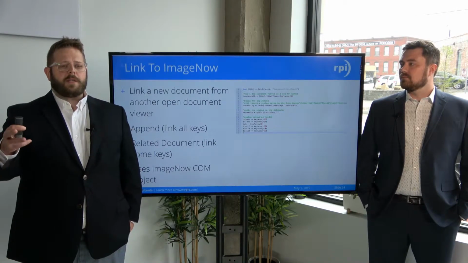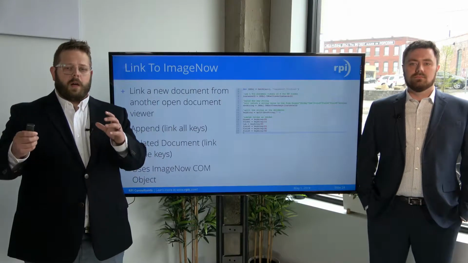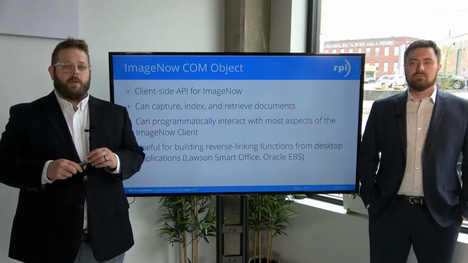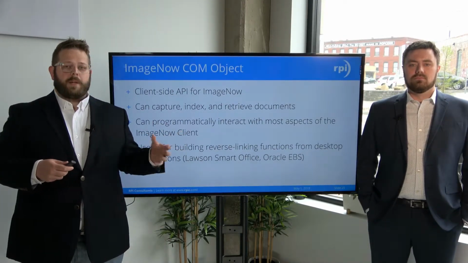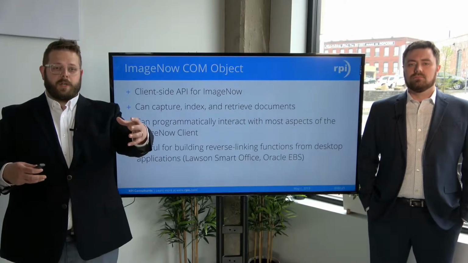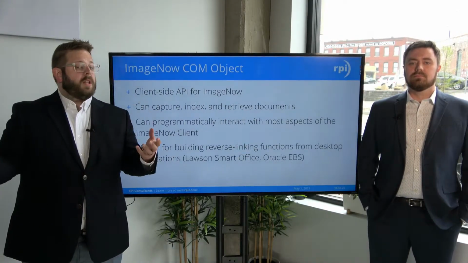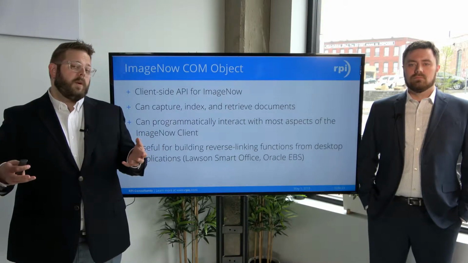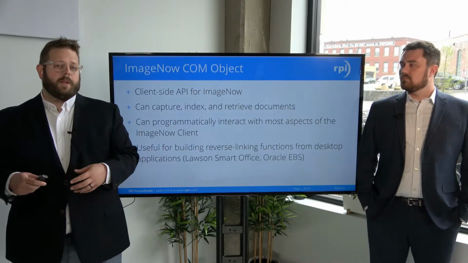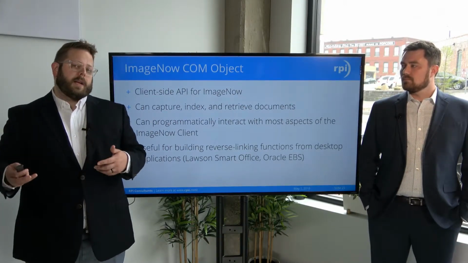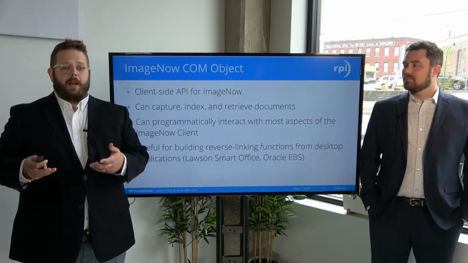So this script actually uses the ImageNow COM object, which is the client-side API for ImageNow. What I mean by that is if you have the ImageNow thick client installed on a computer, other open applications or other scripts outside of ImageNow can leverage this API to interact with the client. The API can do pretty much anything that the client has functionality for. So any button or piece of data that's available in the client, you can manipulate. So you can capture, index, retrieve documents all from outside of the client. So you can programmatically interact with it.